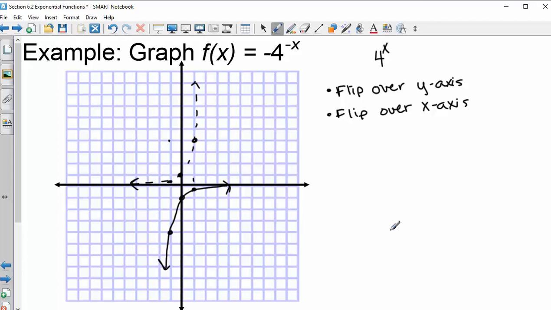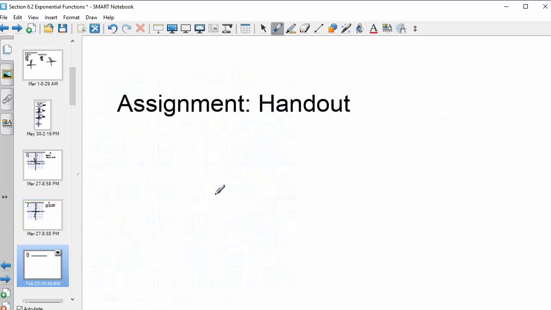Didn't ask for it, but domain is negative infinity to positive infinity. Range this time would be negative infinity to 0. So that is the end of this graphing piece.